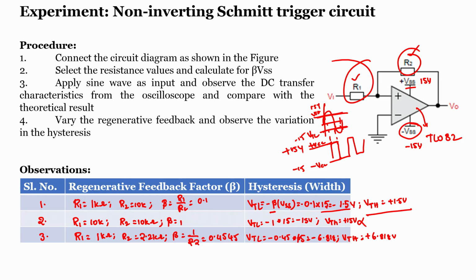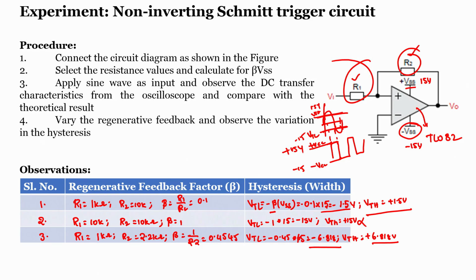The other one is, I will take R1 as 1 kilo ohm and R2 as 2.2 kilo ohms, and in that case the threshold values are minus 6.818 and 6.818, and we will see. Rather than taking the second case, we will go to the third case directly. Now we will replace the R2 resistor with 2.2 kilo ohms. Previously it was 10 kilo ohms, we will replace it with 2.2 kilo ohms.